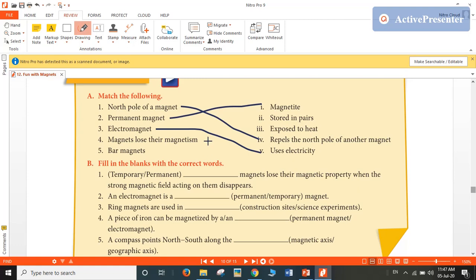Magnets lose their magnetism when exposed to heat. Bar magnets are stored in pairs. So these are the answers of match the following.